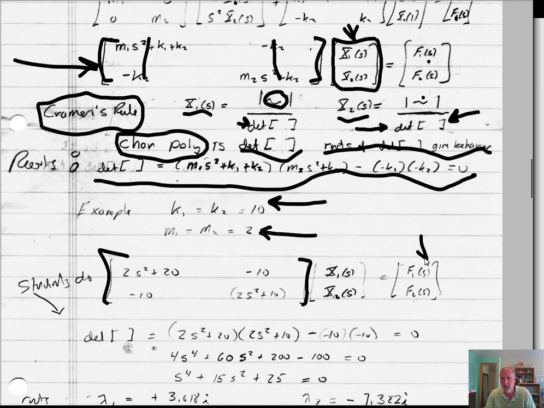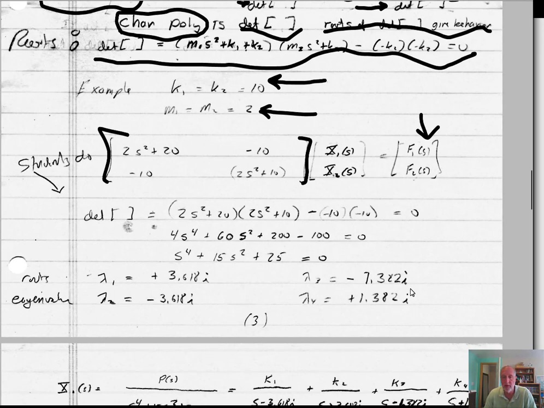We're not going to specify the input yet. With the Laplace method, you can handle all kinds of inputs. With the differential equation method, you have to find the homogeneous solution and the particular solution. So this, I think, is more straightforward.